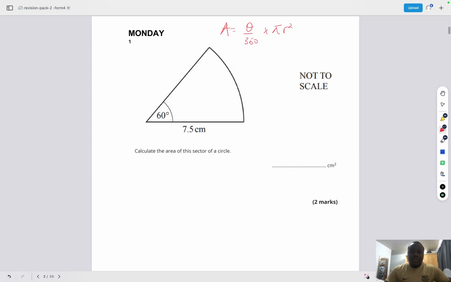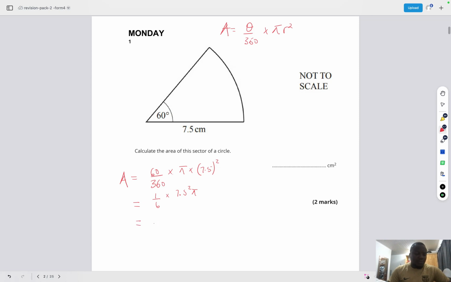So we know that the radius is 7.5 and our theta in this case is 60. To find the solution, we say area is equal to 60 over 360 times pi times 7.5 squared. If we punch that on our calculator, we know that 60 over 360 is 1 over 6, times 7.5 squared pi.